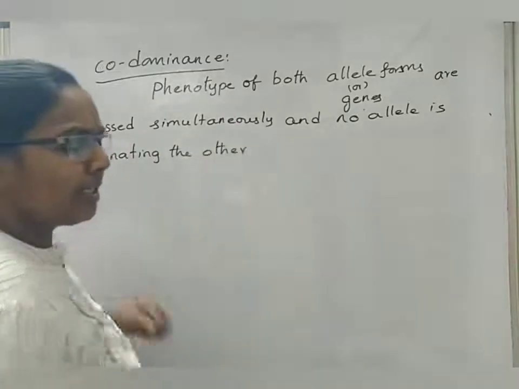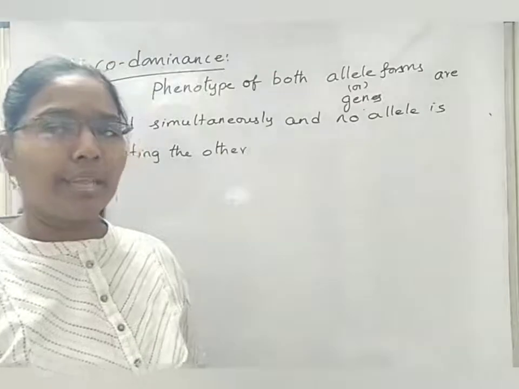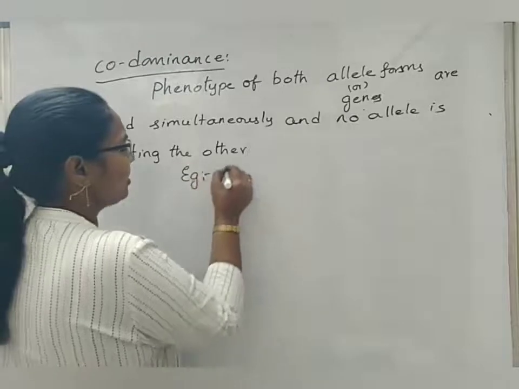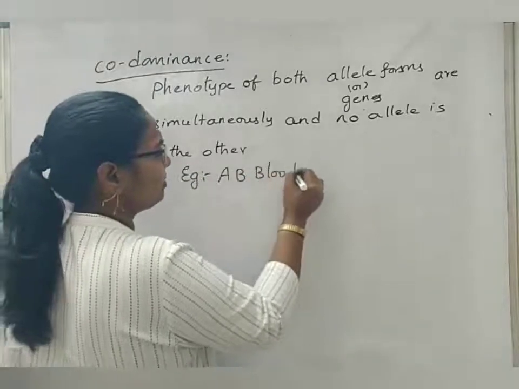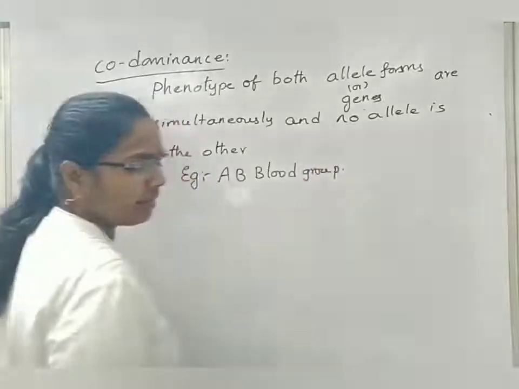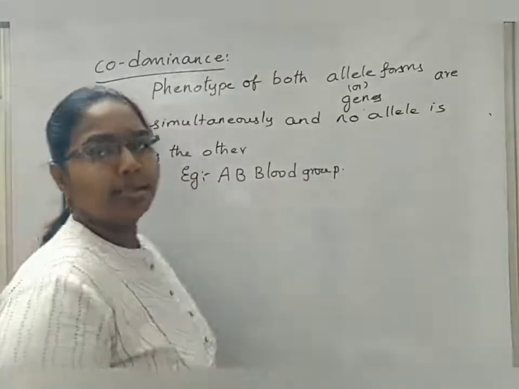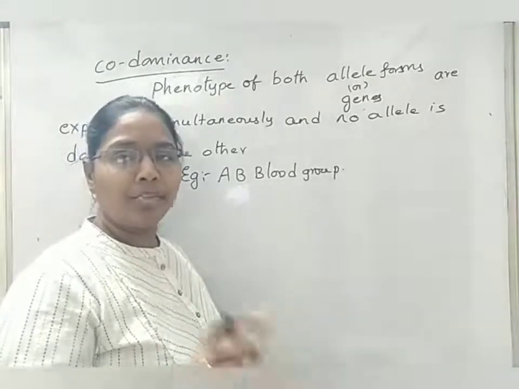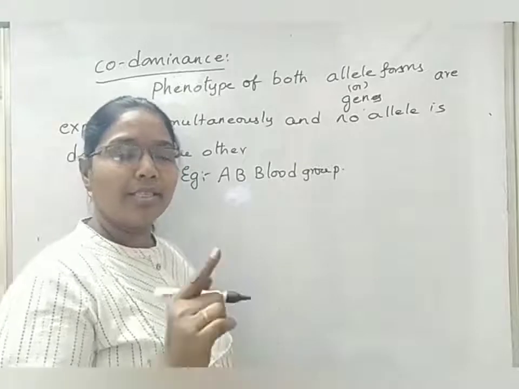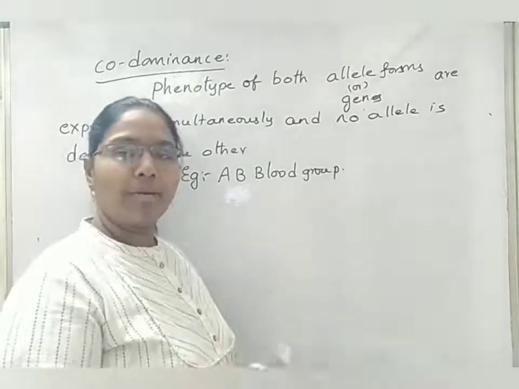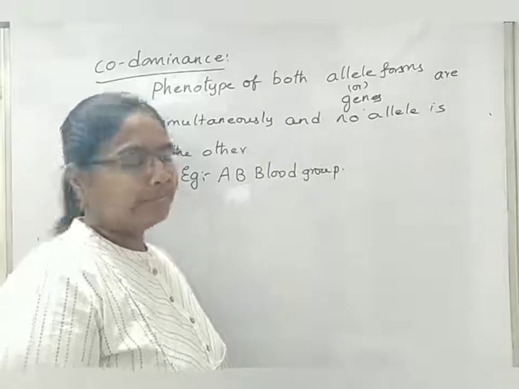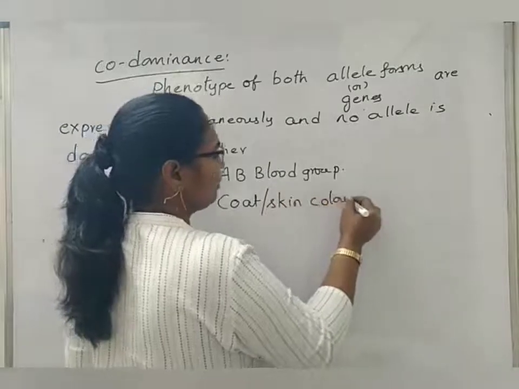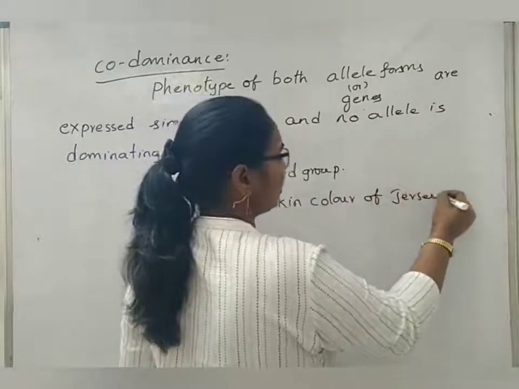Here, if we want to give an example, the best example is the AB blood group of the blood group type. We can also take another example, that is the coat color of Jersey cows. If we recall the skin color of Jersey cows, we see some dark brown or black color along with white color patches. That is the coat or skin color of Jersey cows.